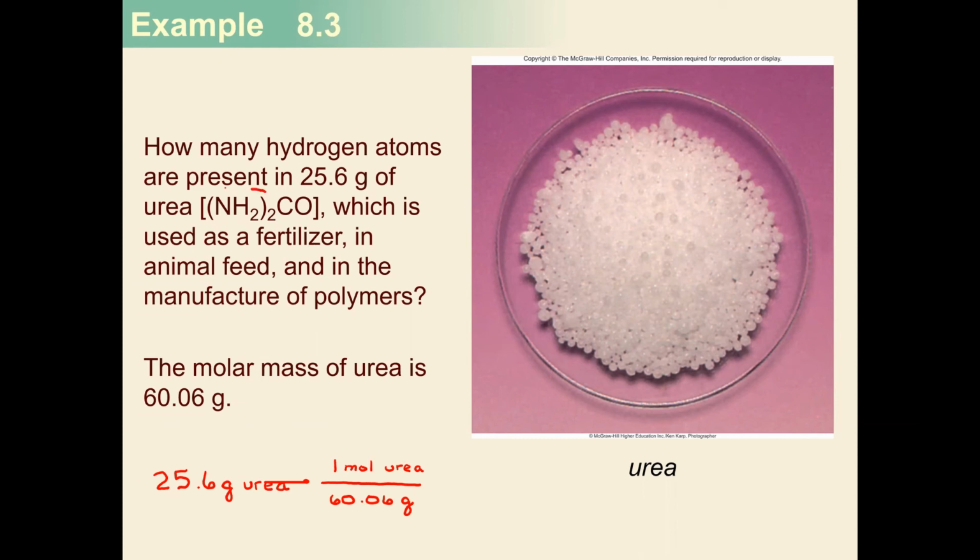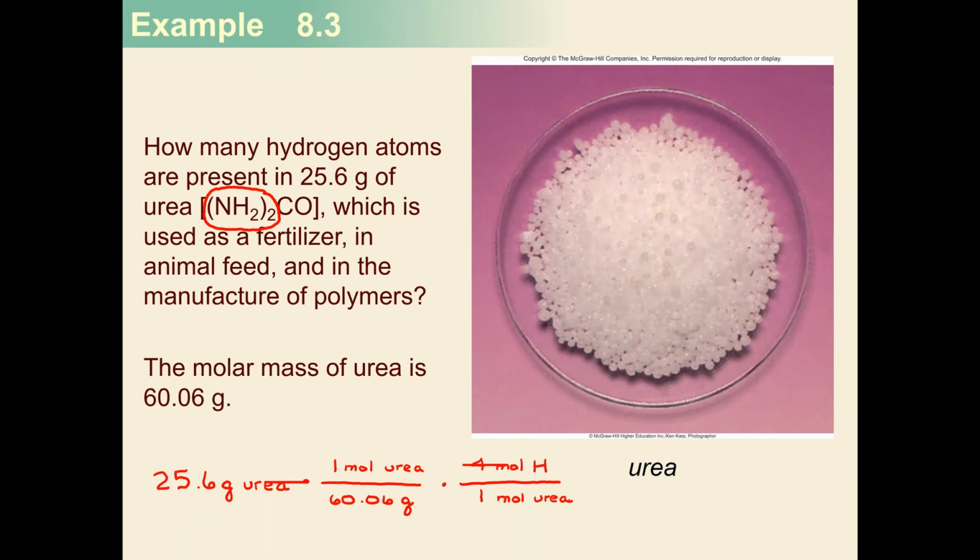Notice that in each one of our ureas, we are going to have 2 amine groups. In each amine group, we have 2 hydrogens. So this means that we are going to get 4 hydrogens for each one of these compounds. So what I then need to do is come up with a ratio describing that. I will get 4 moles of hydrogen for every 1 mole of my urea. So now I've gotten to moles of hydrogen.